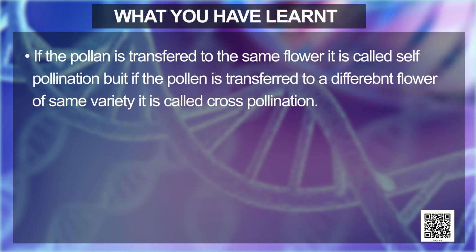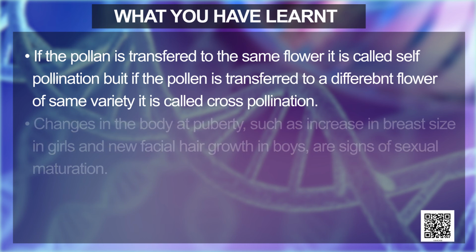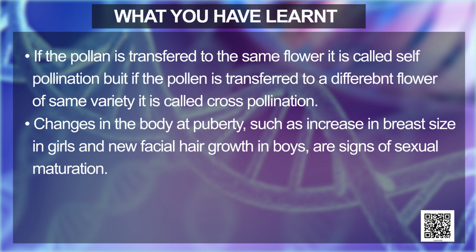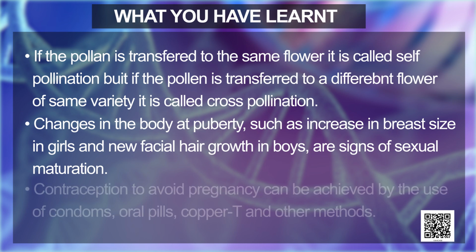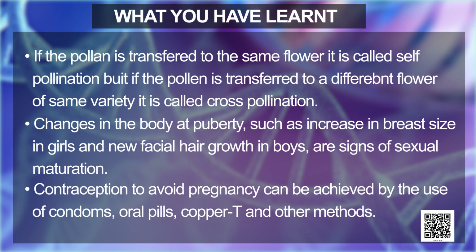Changes in the body at puberty, such as increase in breast size in girls and new facial hair growth in boys, are signs of sexual maturation. Contraception to avoid pregnancy can be achieved by the use of condoms, oral pills, copper T, and other methods.